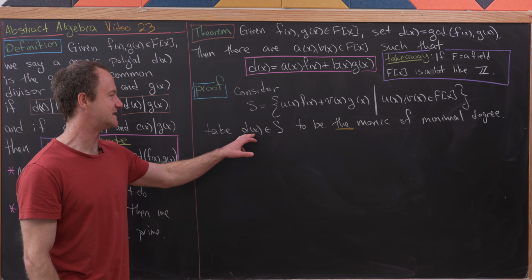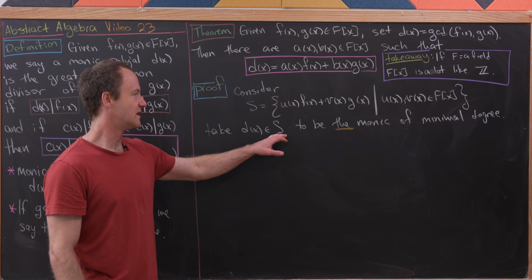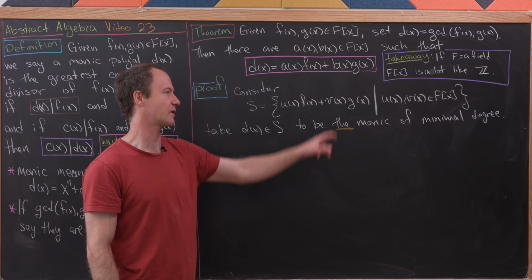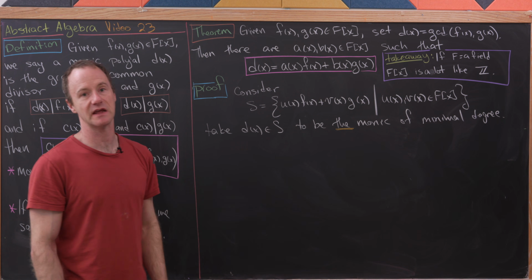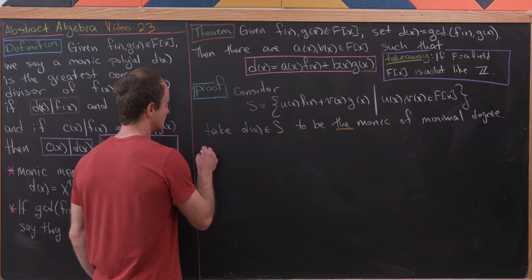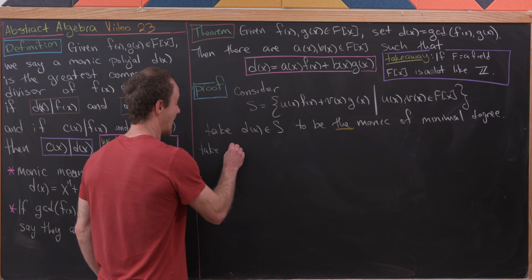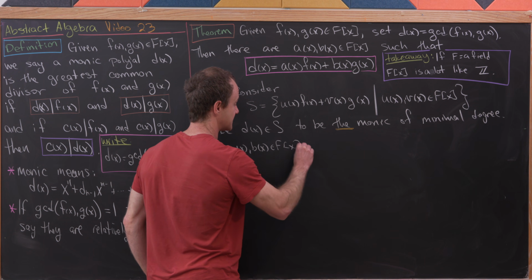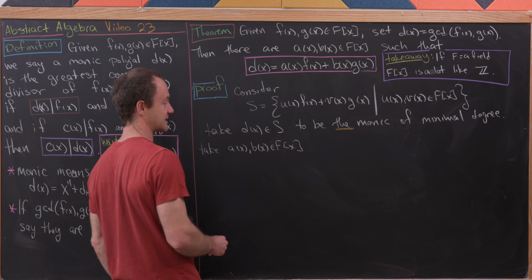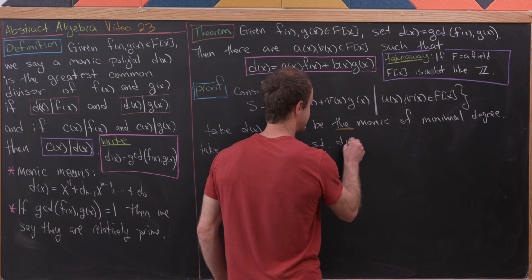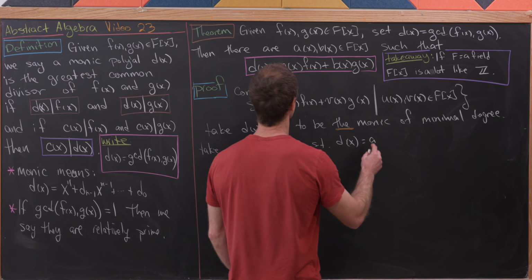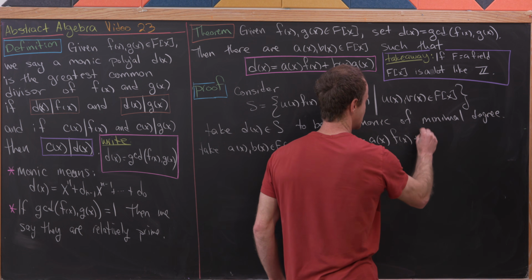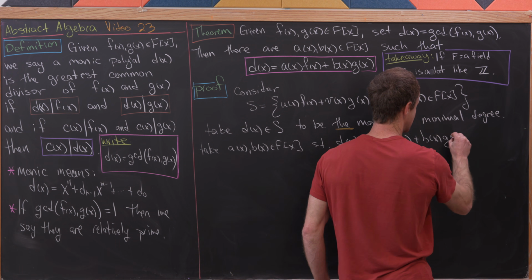Okay, so now since d of x is in S, then there's a corresponding polynomial playing the role of u of x and another one playing the role of v of x, putting it in this form. So let's take a of x and b of x to be those polynomials. In other words, a of x and b of x are such that d of x is equal to exactly this thing up here, a of x times f of x plus b of x times g of x.